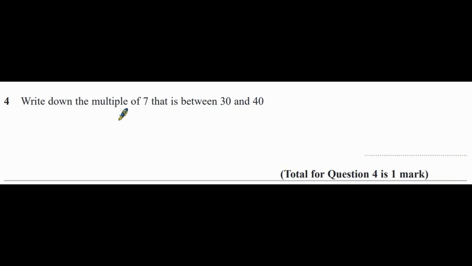Question 4. Write down the multiple of 7 that is between 30 and 40. Well, multiples of 7 simply mean the 7 times table, so that would be 7, 14, 21, 28, 35, and there we go. There's a multiple of 7 that is in between 30 and 40. The next one will be 42. That's too high, so our answer is 35.